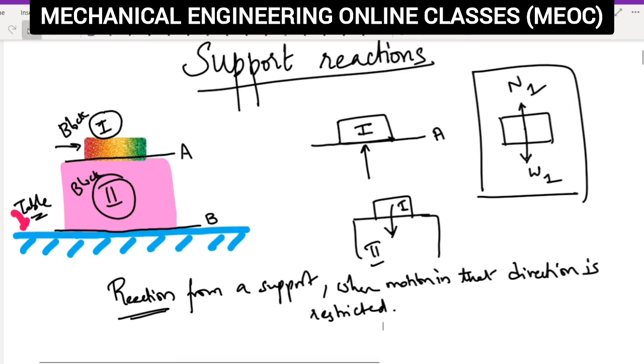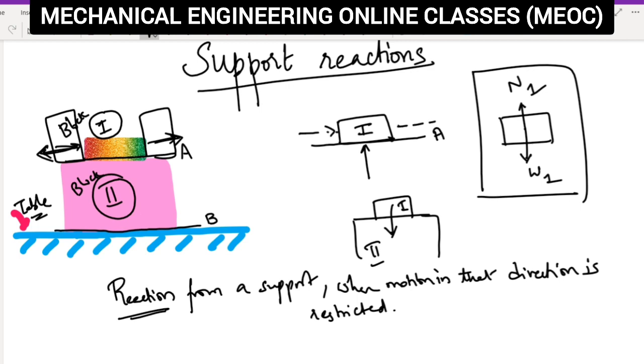Now if we just look into this example, block 1 is free to move left or right. It can move leftward or rightward if at all there are forces. But it is not supported by any other blocks here. There is no other block here to restrict motion in the left or right directions. So that's the reason there are no normal reactions here.